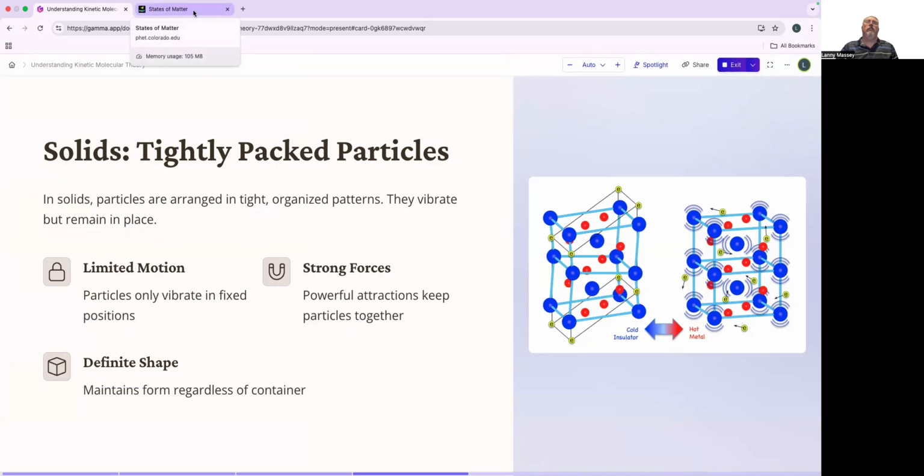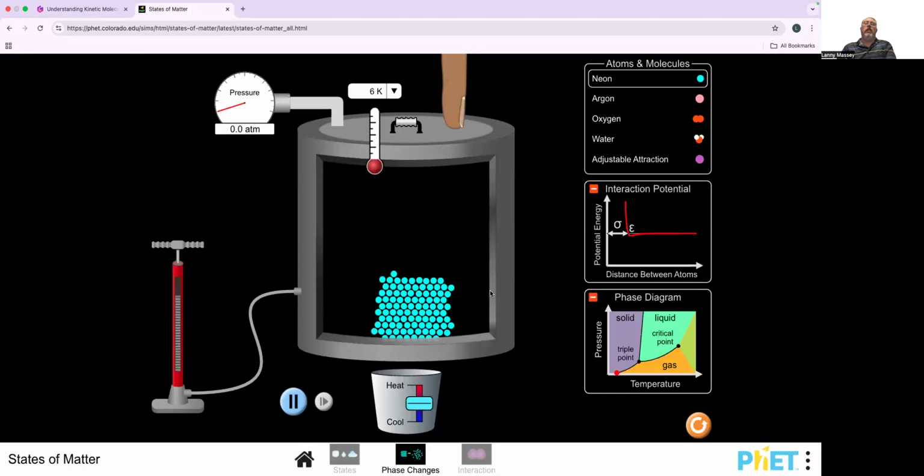I'm going to throw up a simulation here and look at this real quick. We have a solid here, but notice the particles are vibrating, they just don't have a ton of energy. Right now we have a temperature of 6 degrees Kelvin, which would be roughly negative 267 degrees Celsius, or over negative 400 degrees Fahrenheit.